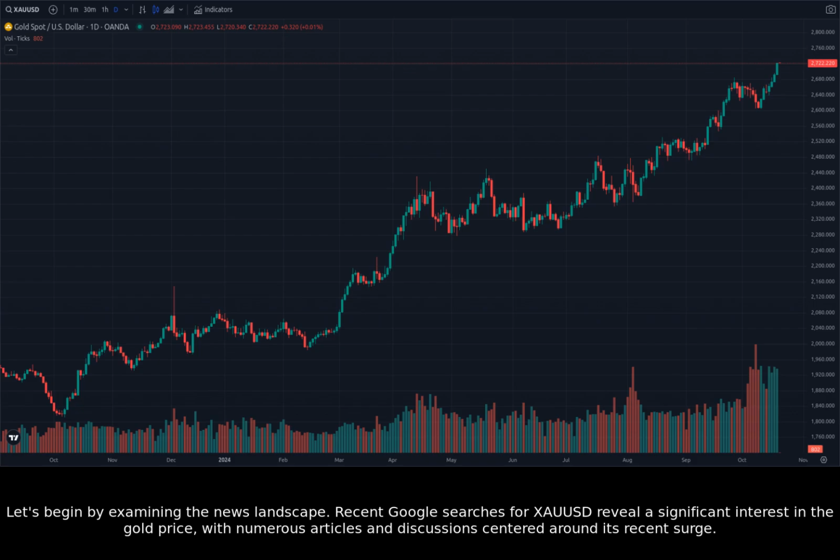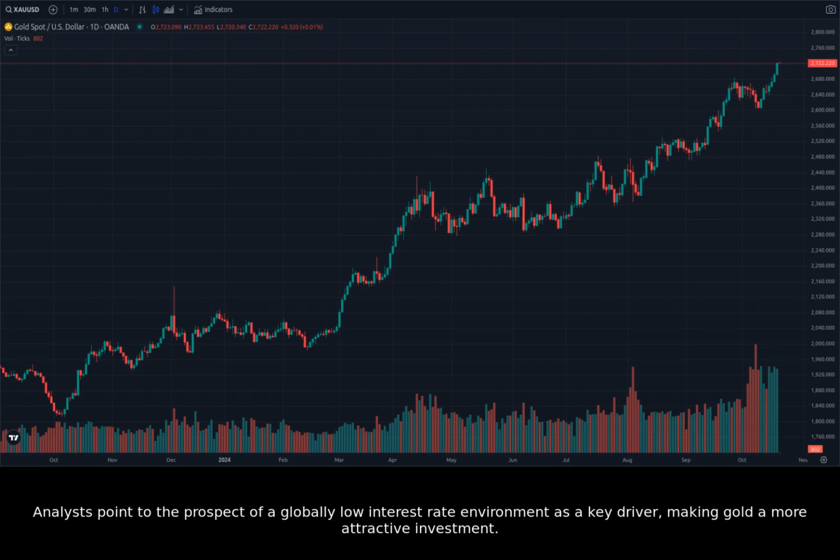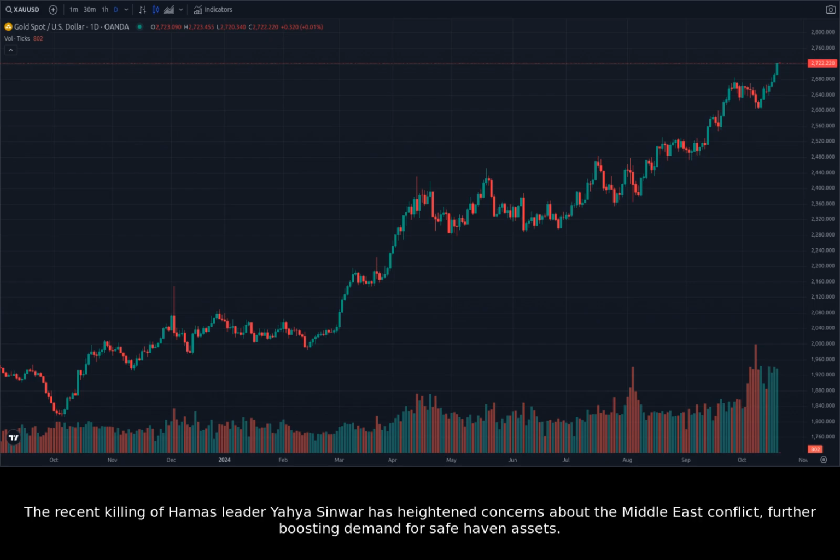Recent Google searches for XAUUSD reveal a significant interest in the gold price, with numerous articles and discussions centered around its recent surge. Multiple news outlets, including FX Street, Market Pulse, and Investing.com, have highlighted the reasons behind the gold price rally. Analysts point to the prospect of a globally low interest rate environment as a key driver, making gold a more attractive investment. The recent killing of Hamas leader Yahya Sinwar has heightened concerns about the Middle East conflict, further boosting demand for safe haven assets.